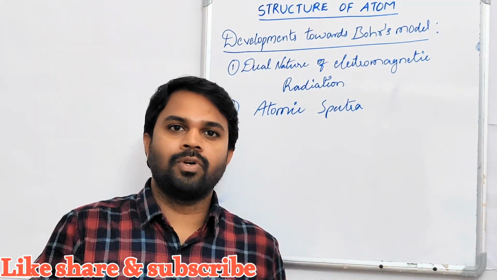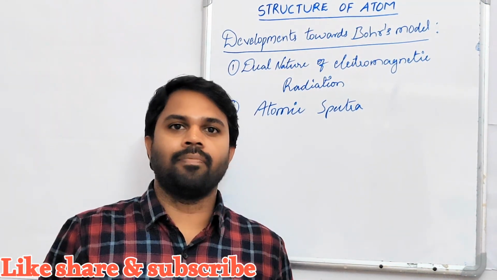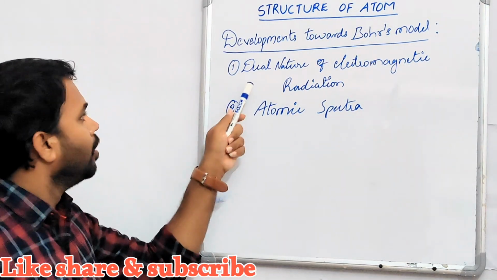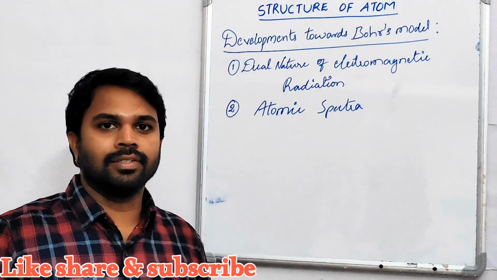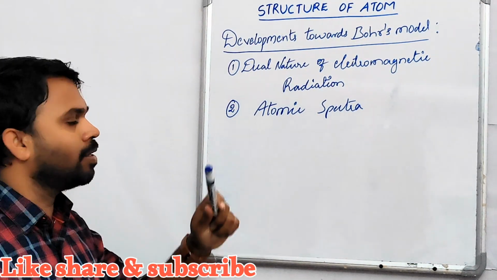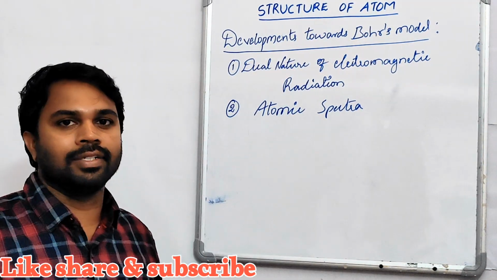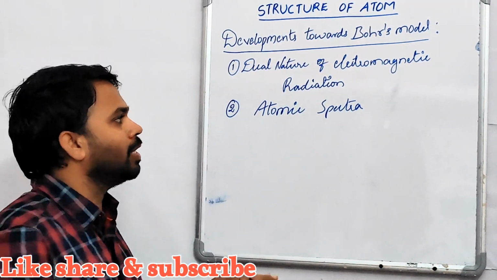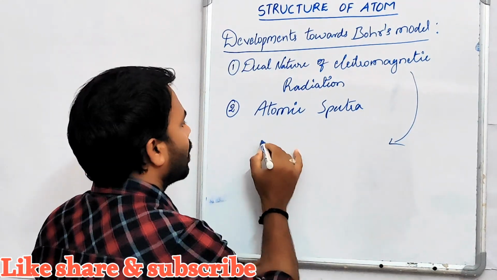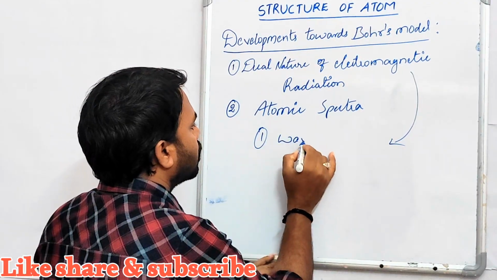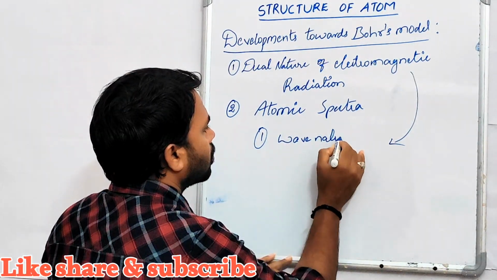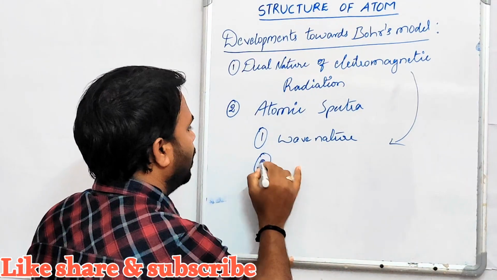In between Rutherford model and Bohr's model, two major developments are there. They are dual nature of electromagnetic radiation, and second one is atomic spectra. Now come to the first one, dual nature of electromagnetic radiation. Electromagnetic radiation can behave as wave nature as well as particle nature.